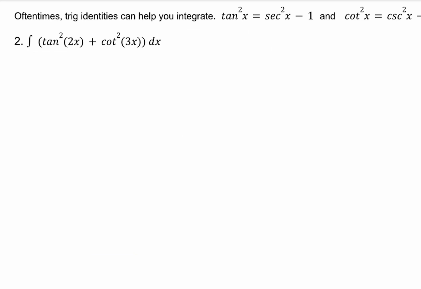Oftentimes, trig identities can help you integrate. So tangent squared of x equals secant squared x minus 1. So if you have tangent squared of 2x, I'm going to turn that into secant squared 2x minus 1. Cotangent squared 3x will be turned into cosecant squared 3x minus 1.